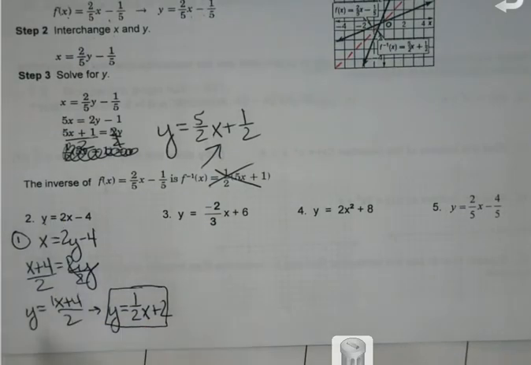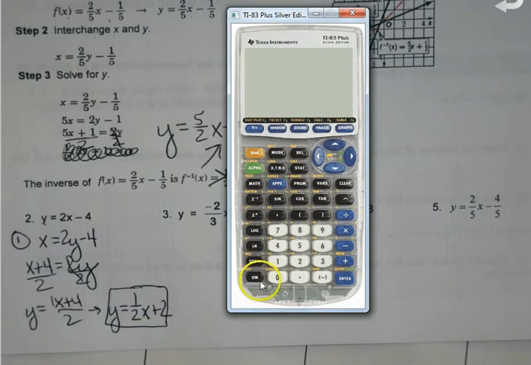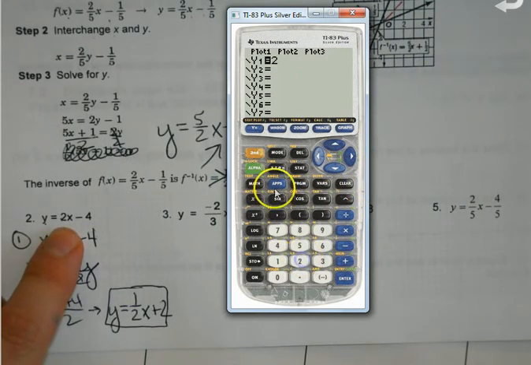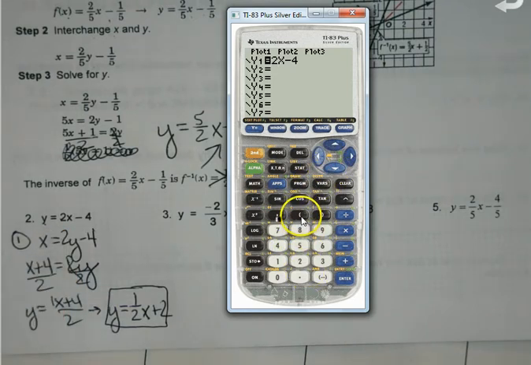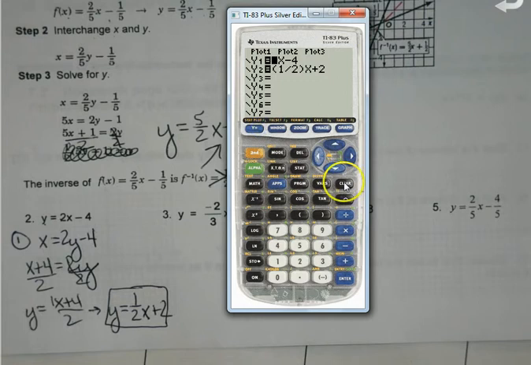If I were to graph both of them right now on my graphing calculator, we'll just let you see how this works. So if I were to take this and say, okay, my first equation's y equals 2x minus 4. My second one is y equals 1/2 x plus 2, and graph them. Now, I'm purposefully not putting my y equals x graph in here yet so you can see this, but you'll notice if I were to split it right down the gut here, I'd have symmetry.